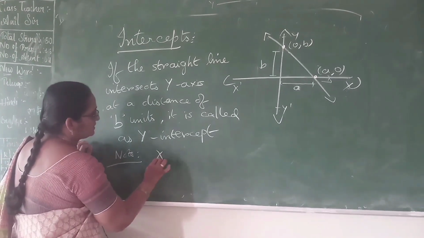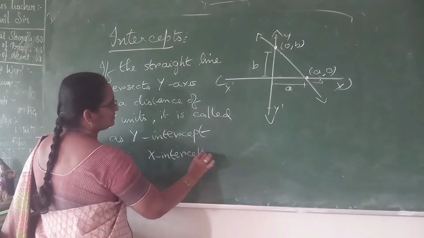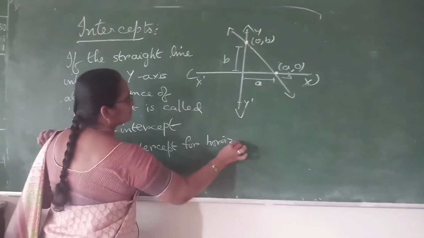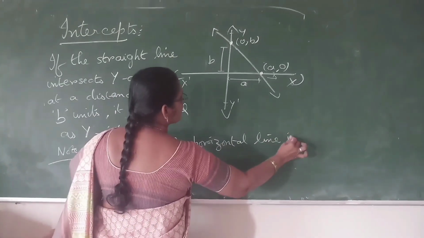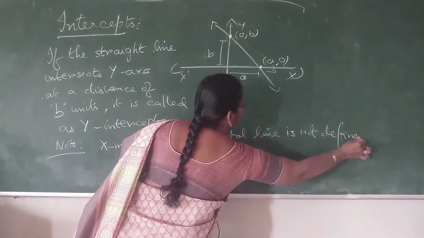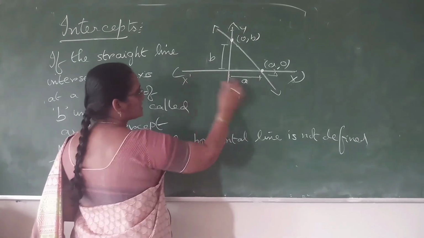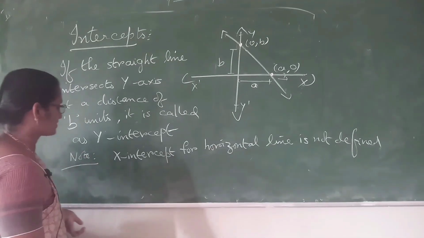X intercept for a horizontal line is not defined, because the horizontal line is falling upon the x axis only. That is why, since the horizontal line is falling on the x axis, we can't define it.